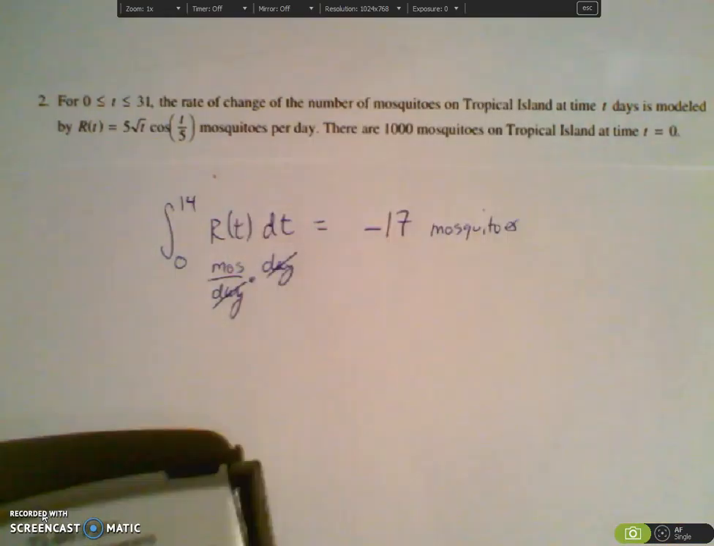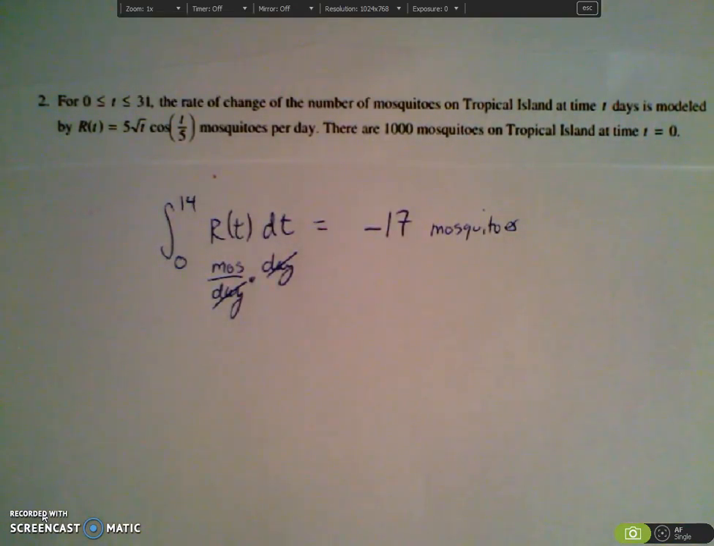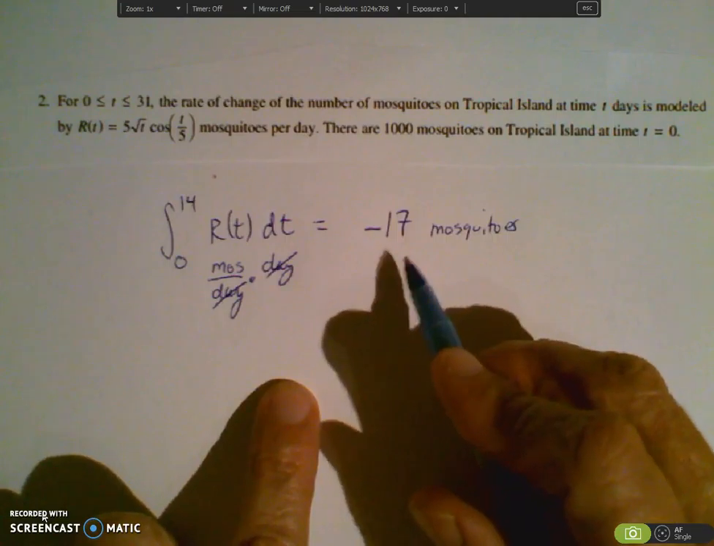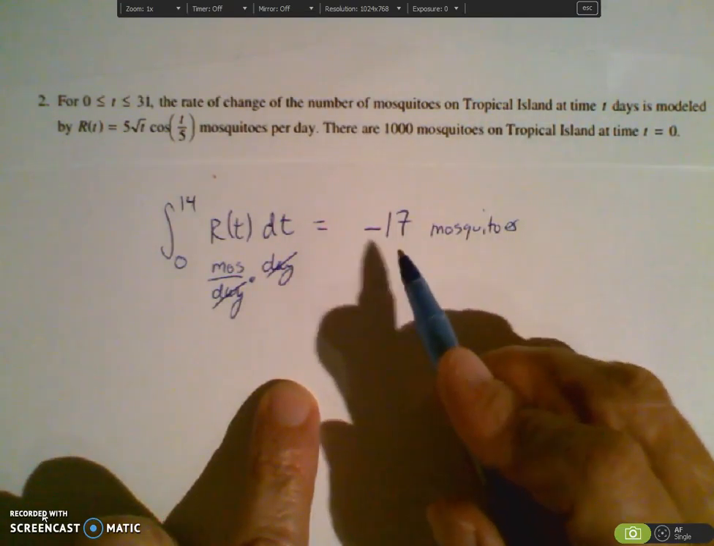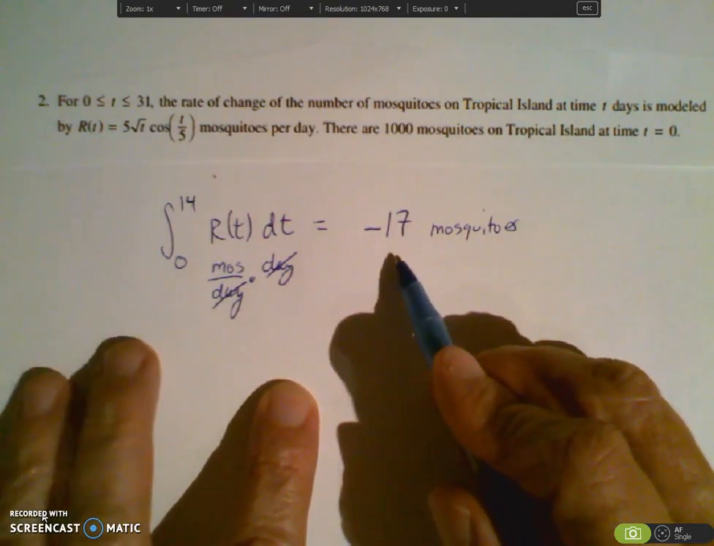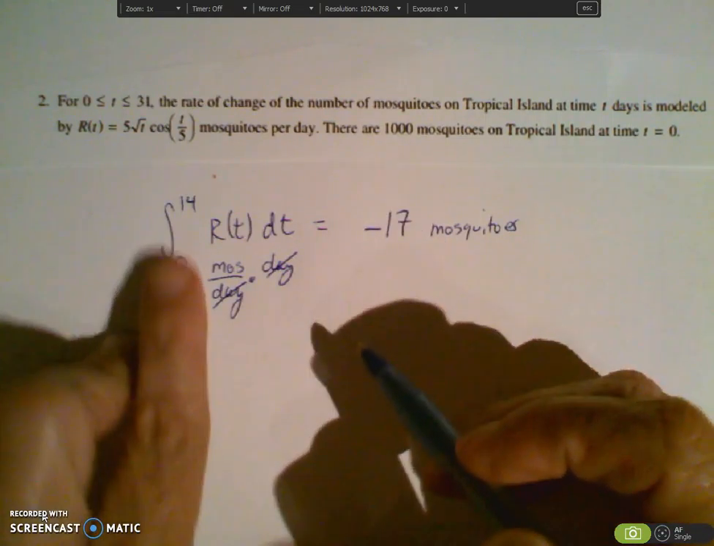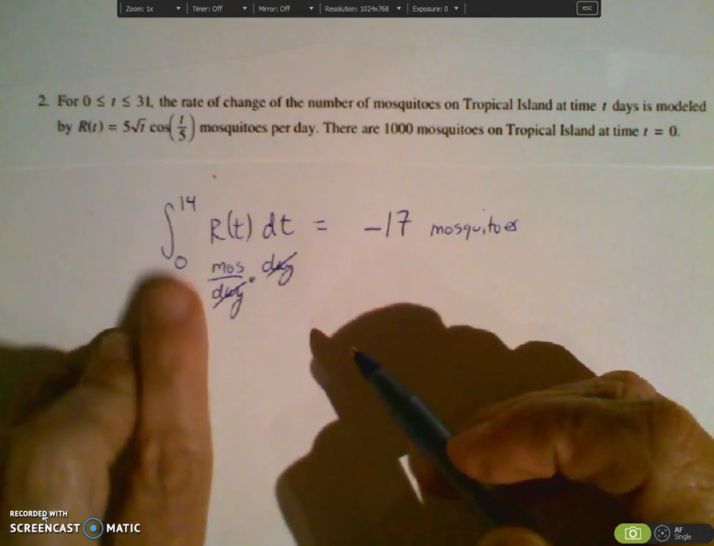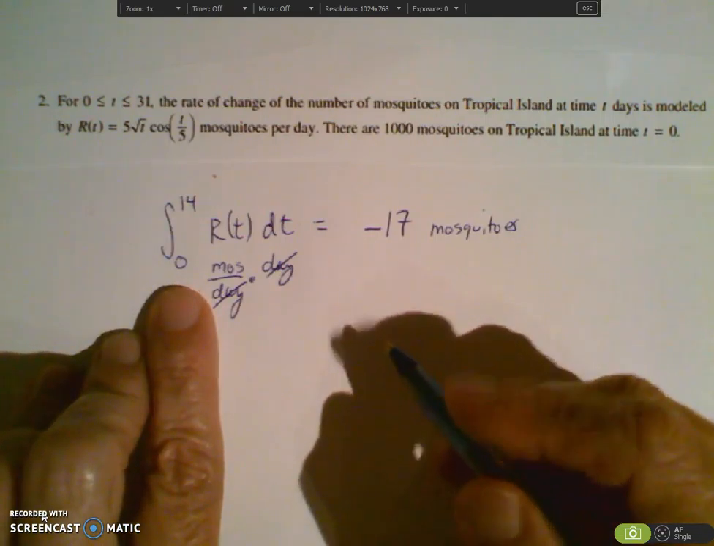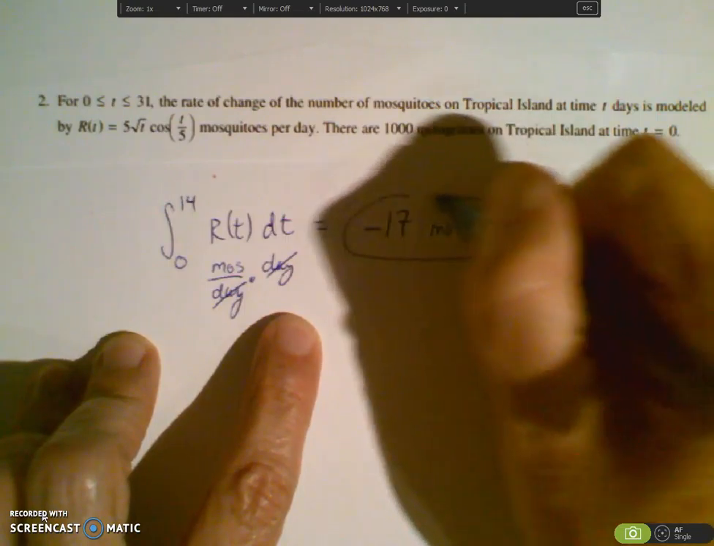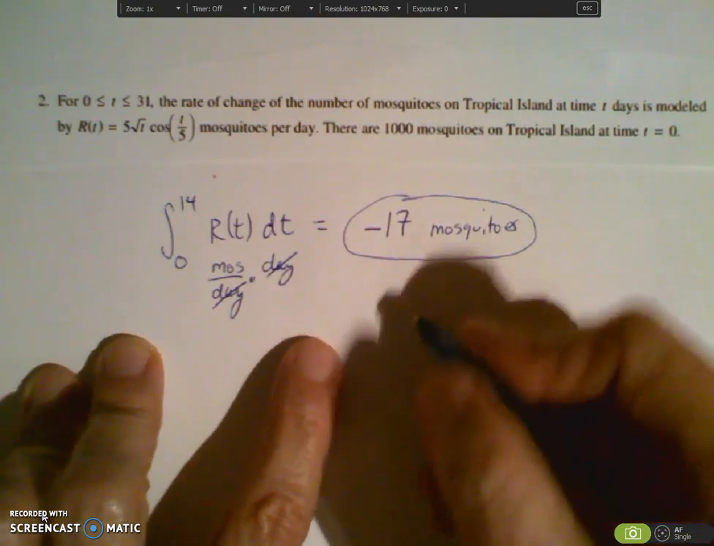Negative 17 mosquitoes. It certainly isn't the number of mosquitoes, though some people might think that would be nice, to have a negative number of mosquitoes in your yard. The fact is, this is the change in the mosquito population. It tells me that there are 17 mosquitoes less after 2 weeks than there were on the first day of the month. And so this represents the change in the number of mosquitoes during the first 2 weeks of the month.